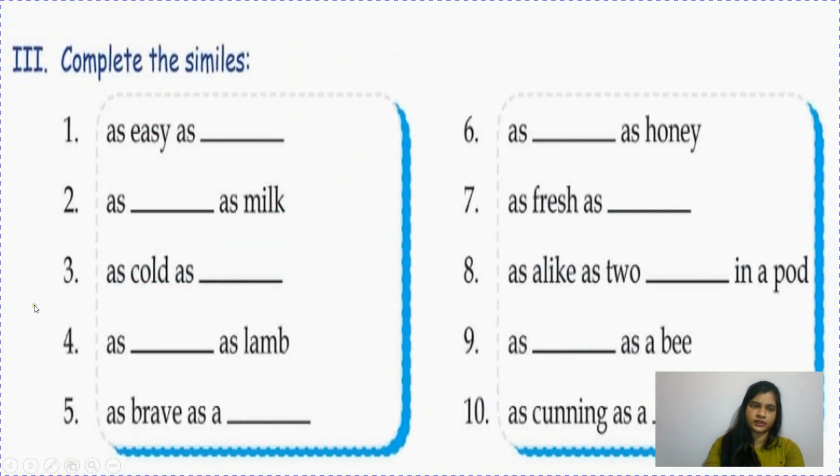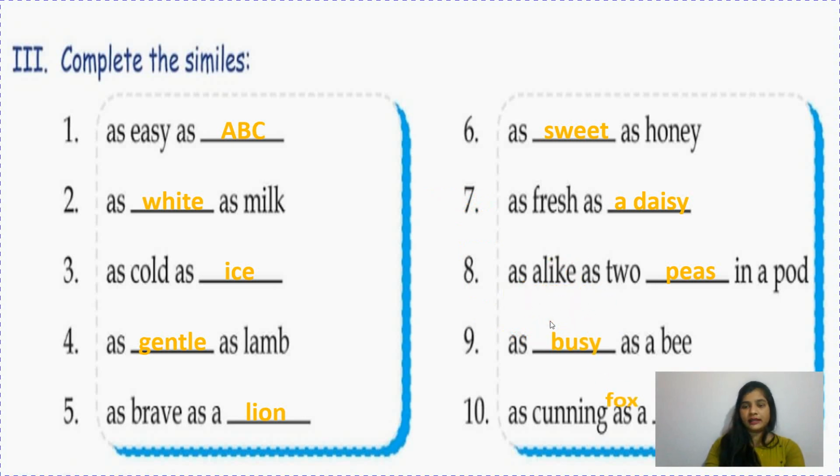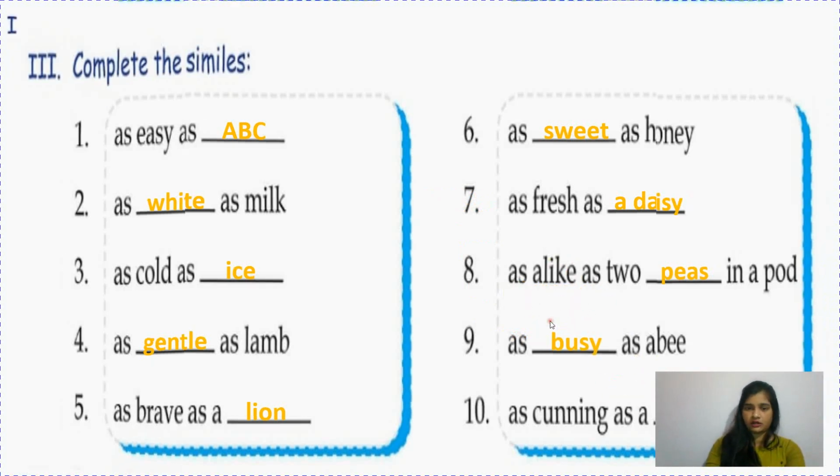Let's do the book exercise now. Children, complete the similes. Just now we have read, so easily you can complete it. As easy as ABC. As white as milk. As cold as ice. As gentle as a lamb. As brave as a lion. As sweet as honey. As fresh as a daisy. As alike as two peas in a pod. As busy as a bee. And as cunning as a fox.